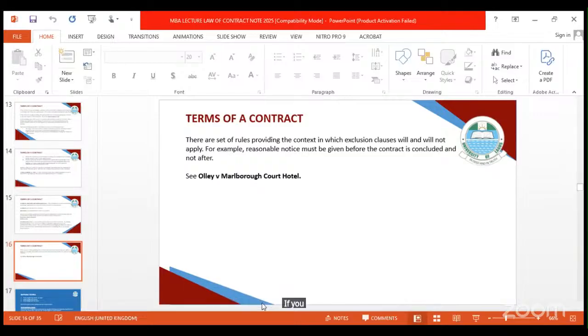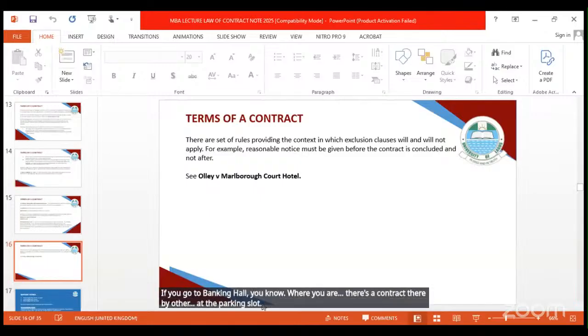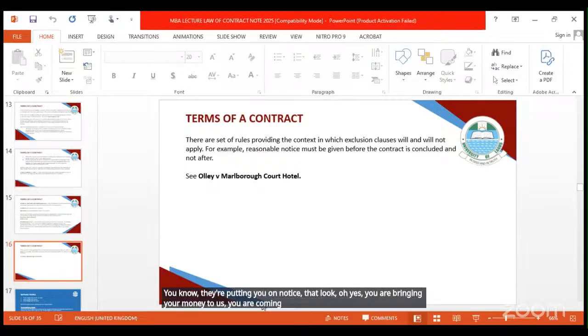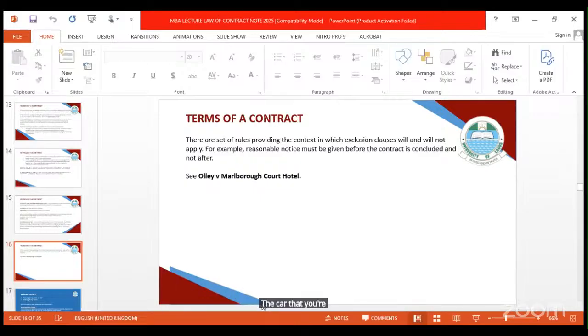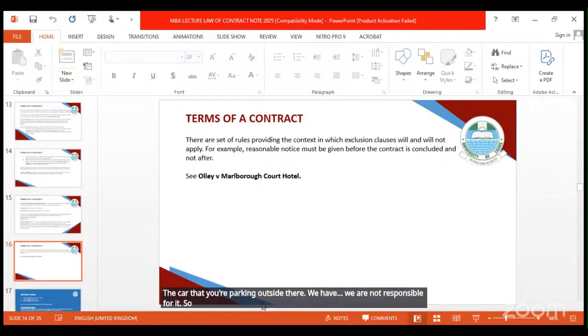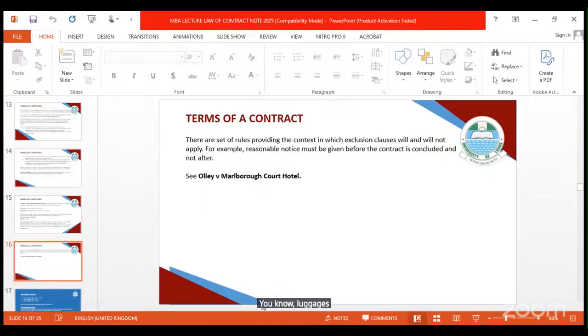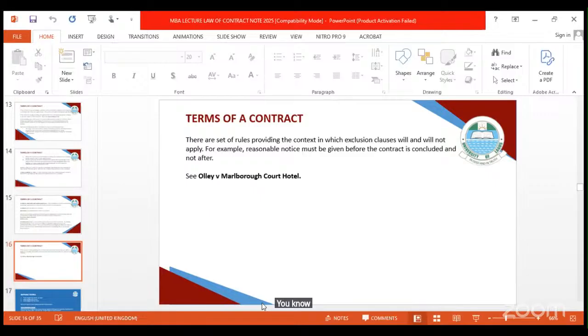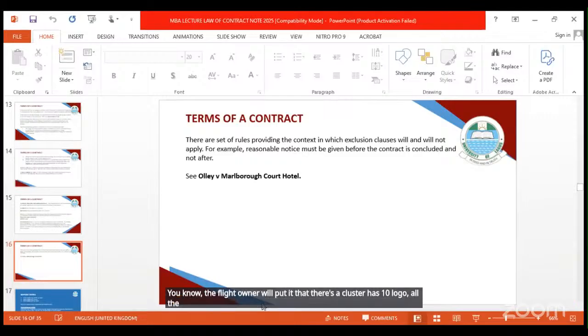If you go to the banking hall, there's a contract there, but at the parking slot, you see all cars are parked at owner's risk. They're putting you on notice that, yes, you are bringing your money to us, you are coming into a contract with us, but the car that you're parking outside, we are not responsible for it. Or you have luggage, you are traveling, and you want to put your luggage either in the flight or in the bus, as the case may be. The flight owner will put a clause telling you all the baggage is at owner's risk, so you have to take care of your bags.